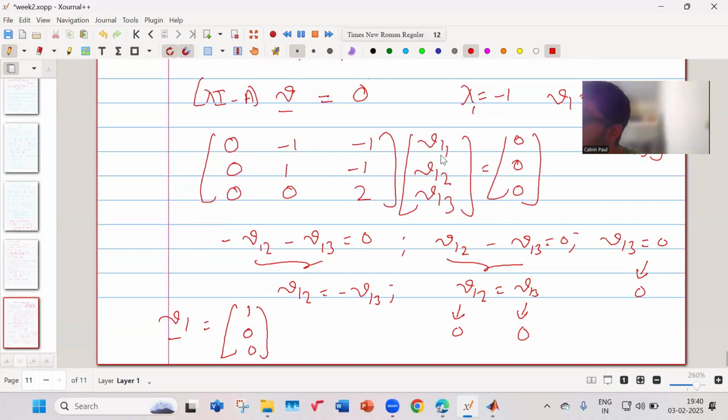We give some number value v11. So v11 can be 0, 1, 2, 3, 4, any value. These equations will be satisfied. So that is why we will take a simple value. So we take 1, 0, 0. So this is the eigenvector we are looking for.